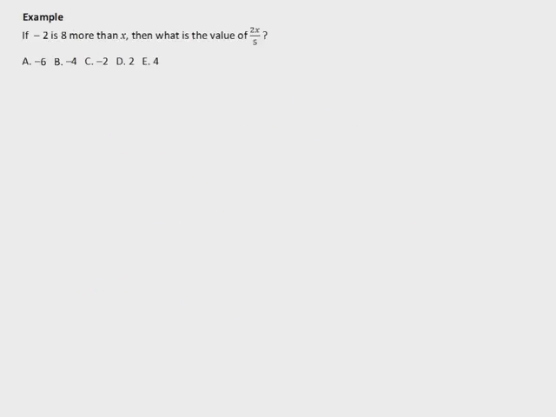If minus 2 is 8 more than x, then what is the value of 2x by 5? Okay, to find out the value of 2x by 5, I first need to find out the value of x. And I'm guessing this information will help me get the value of x. Minus 2 is 8 more than x. So minus 2 means equal to. Minus 2 is equal to 8 more than x. That means it's x plus 8.